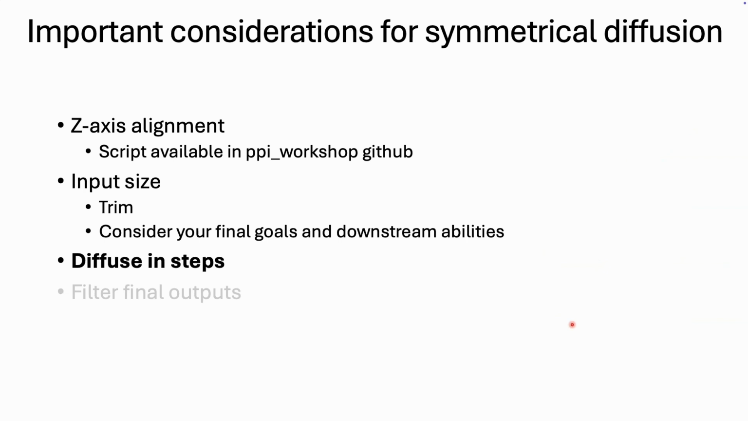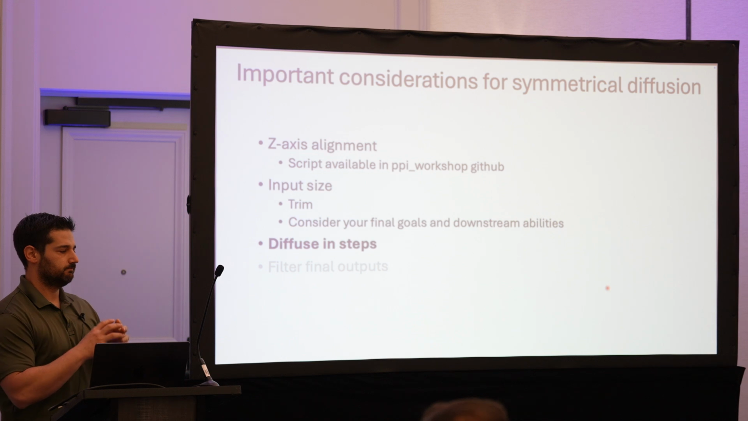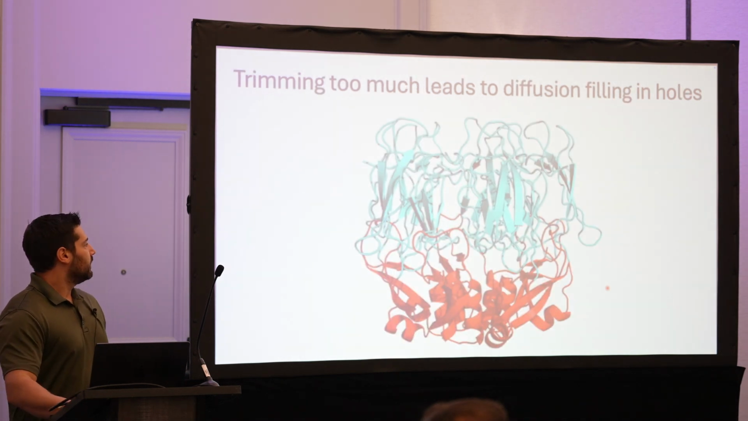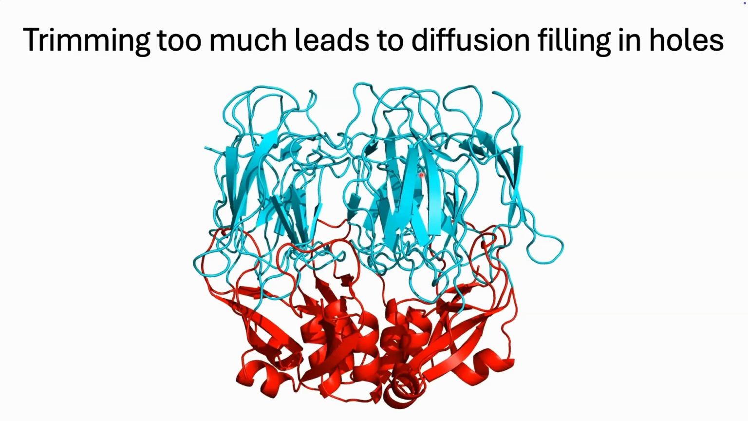What I mean by this is: diffuse with a specific goal in mind, and then use that diffusion output to carry forward into your next goal. So in an attempt to stabilize the C5 interface, I used that same input that I had at the beginning, and I realized that in red you can see the diffusion structure, but I trimmed too much.